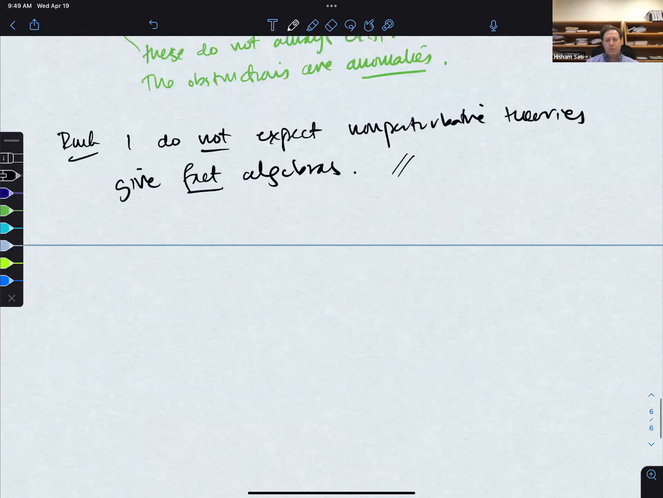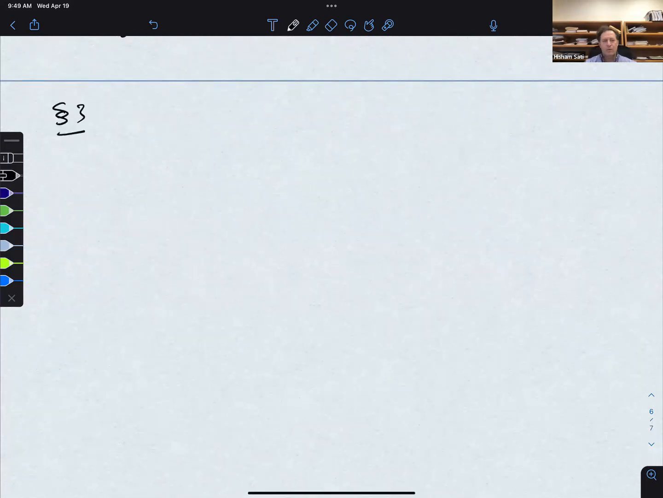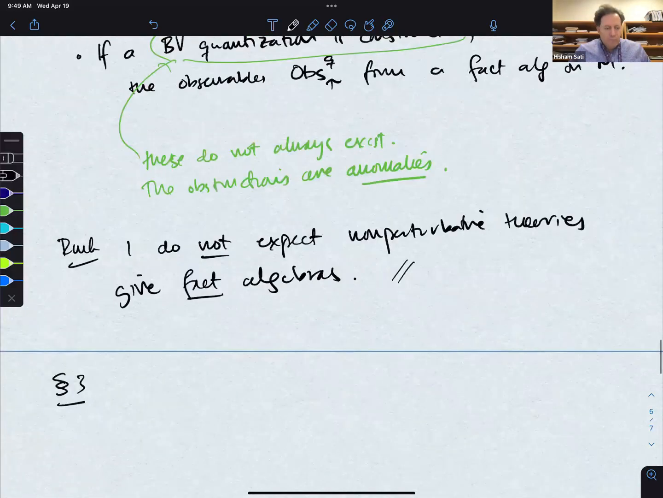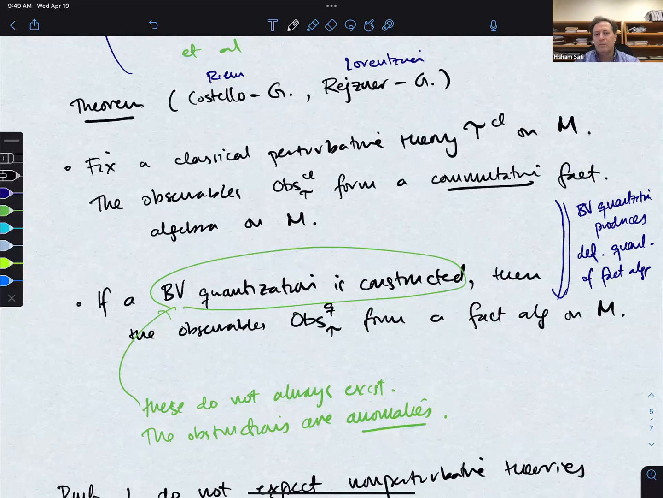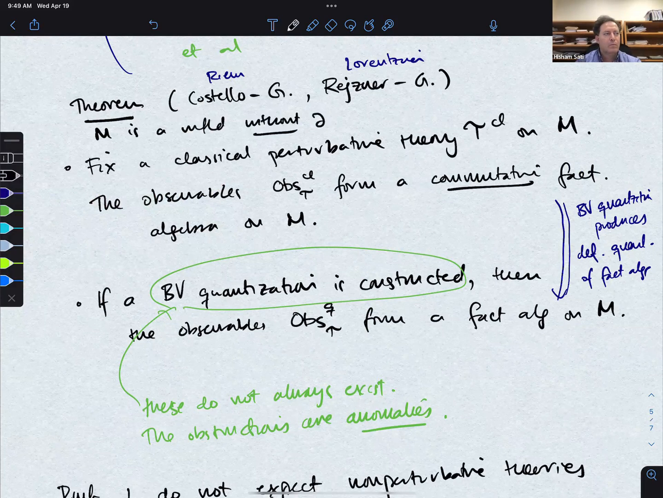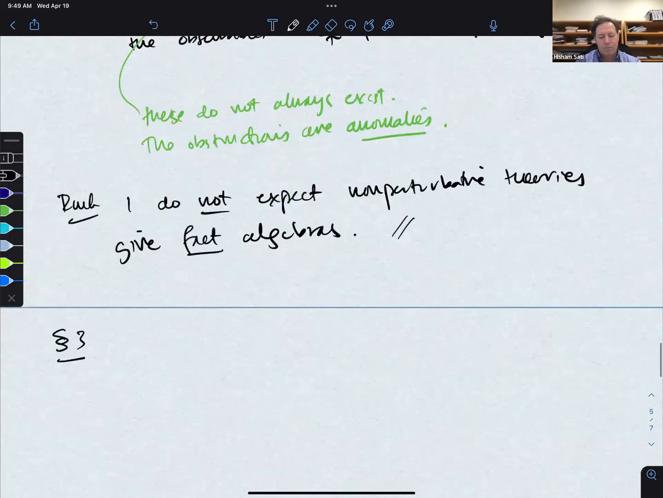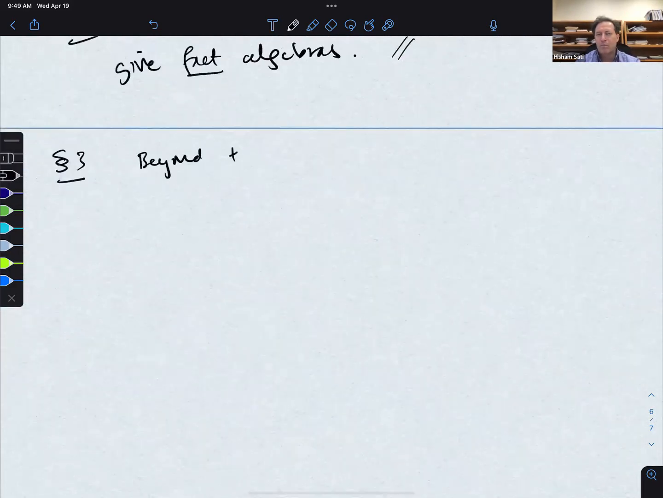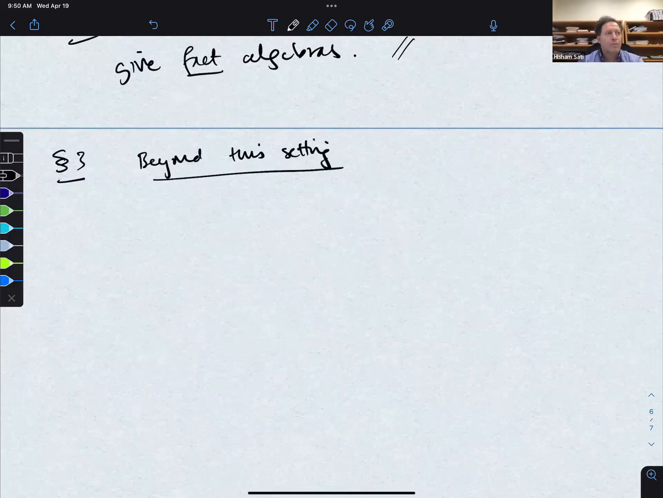So I guess maybe this is supposed to be something like part 3. Let me remind you over here, up here, let me just say M is a manifold without boundary. So a question you should ask, beyond this setting. That setting has been very nice. Several communities have spent time studying examples and seeing what parts of physics are captured nicely by this language. But I want to raise another question.